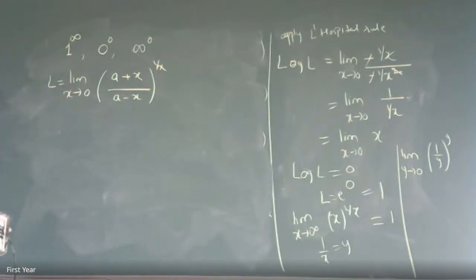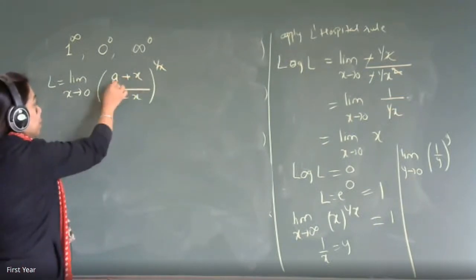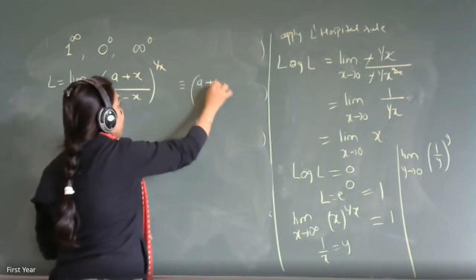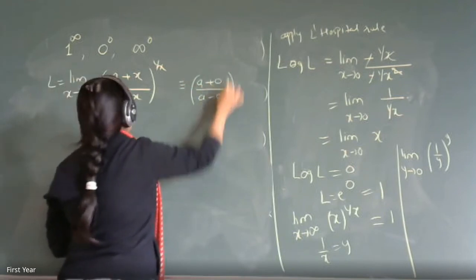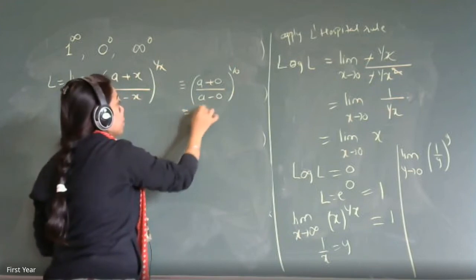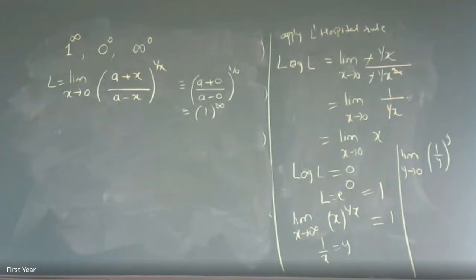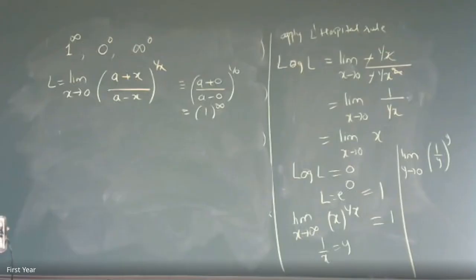Correct. If you put x equal to 0, this is a plus 0 upon a minus 0, which is a by a, and a gets cancelled, so it is 1 raised to 1 by 0. But what's the form? 1 raised to infinity is the form. Is it clear, everyone? Yes. Okay, good.